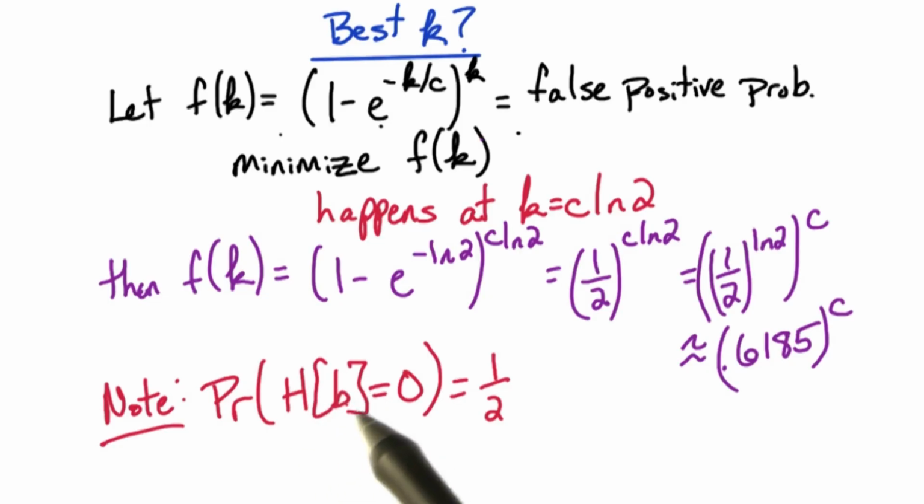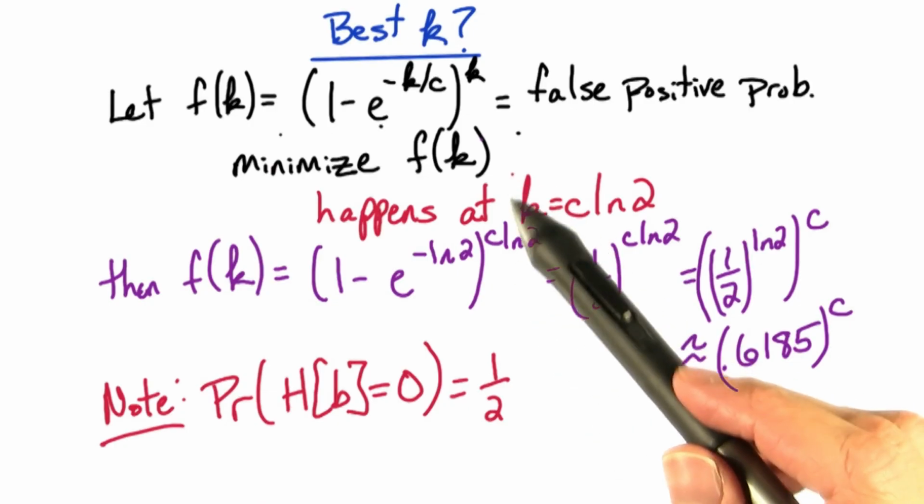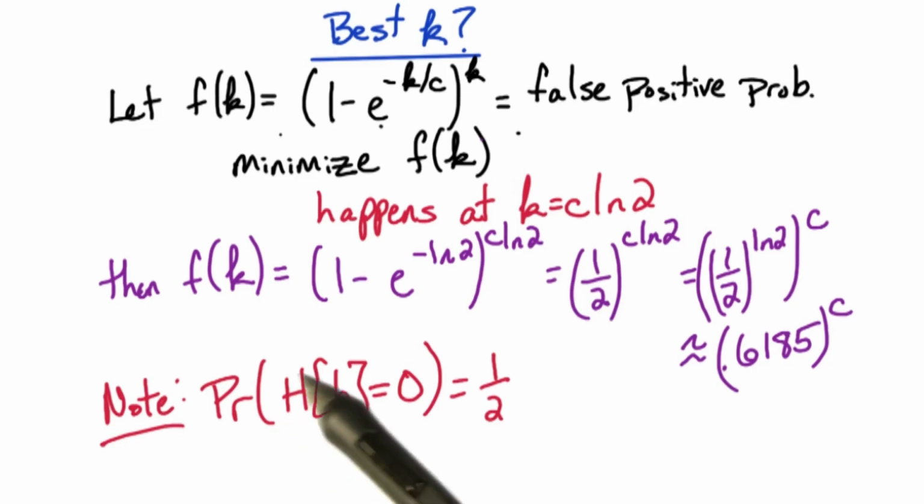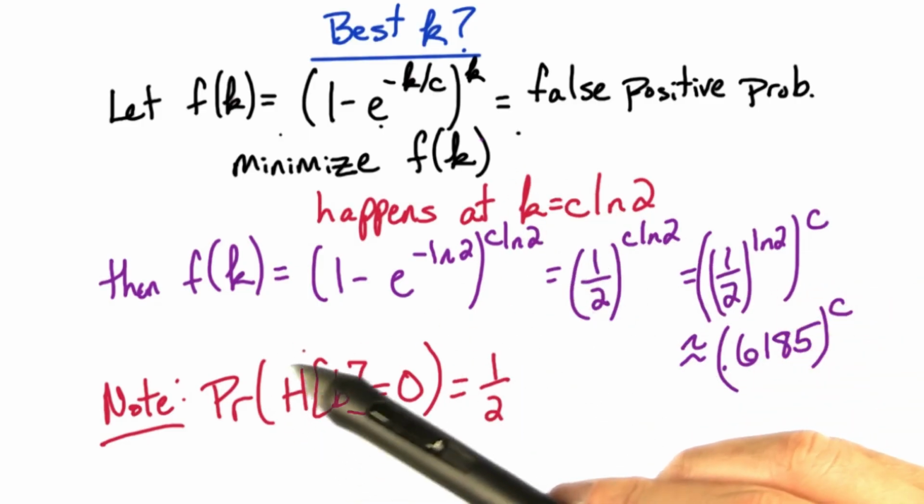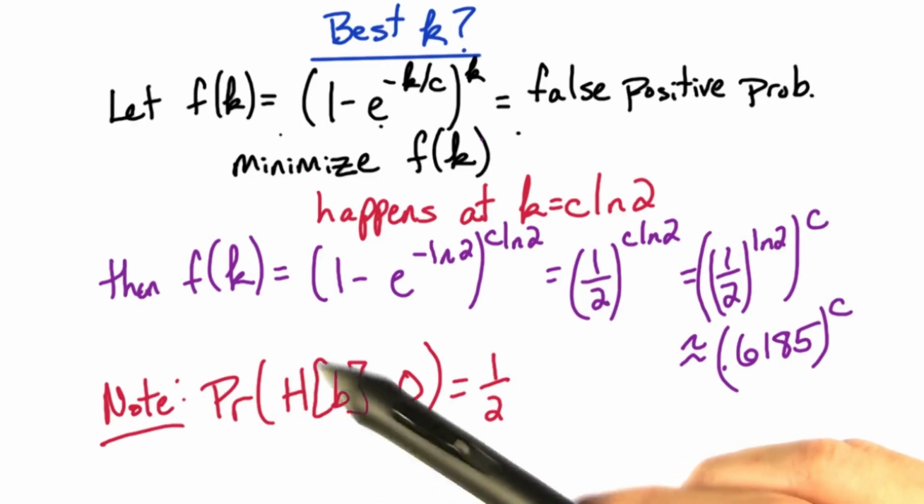So what does this binary string look like after we've done m insertions? It's a binary string of length n, and we've done m insertions into it. What does it look like? Well, each bit afterwards is set to 0 with probability half. So each bit is randomly set to 0 or 1. So this string h corresponds to a random string where each bit is independently set to 0 or 1. So the optimal choice of k corresponds to balancing out the zeros and ones in h, so that h looks like a random string.